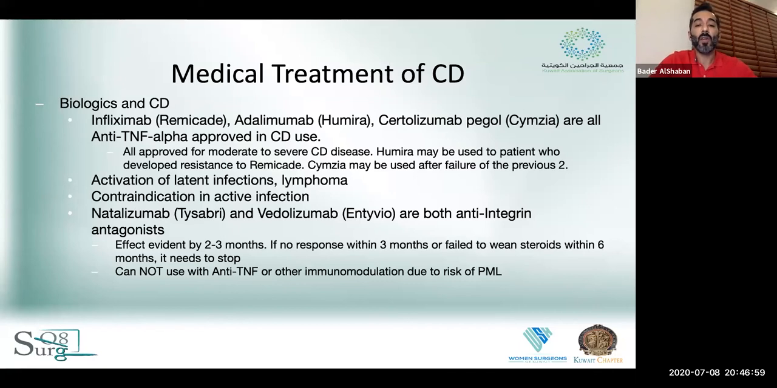Finally, Tysabri and Entyvio are both anti-integrin antagonists. They show their evidence by 2 to 3 months. If there's no response within 3 months, or you fail to wean the steroids within 6 months, then you need to stop it. And you cannot use it with other anti-TNFs, or you run the risk of PML.